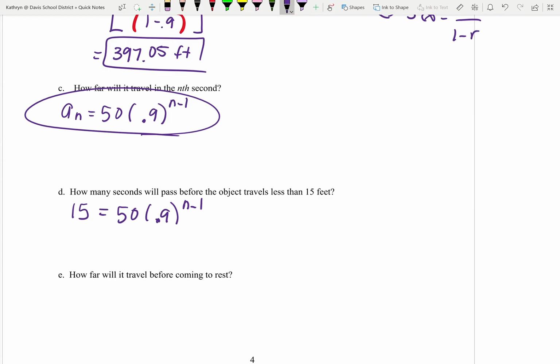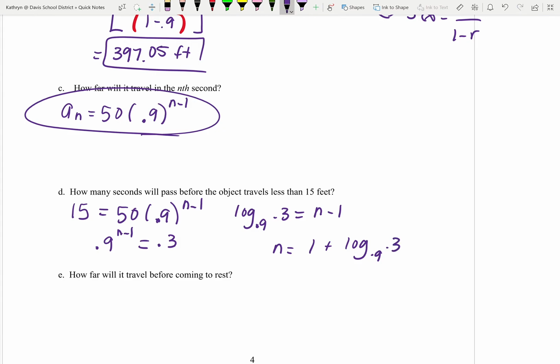convert it. How do you know you're going to have to convert it? What you're solving for is stuck in the exponent, right? Can I convert it right now? What do I do? Divide by 50. So now I have 0.9 to the n minus 1 is equal to 15 divided by 50, which is 0.3. Now I'm ready to convert it. So it's going to be log base 0.9 of 0.3 is equal to n minus 1. Bring my 1 over, and I have n equals 1 plus log base 0.9 of 0.3.